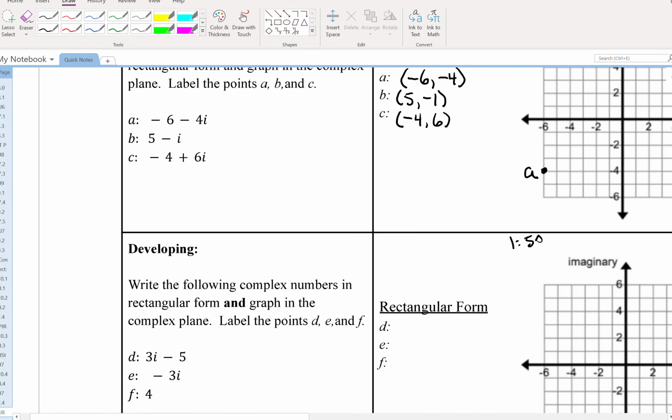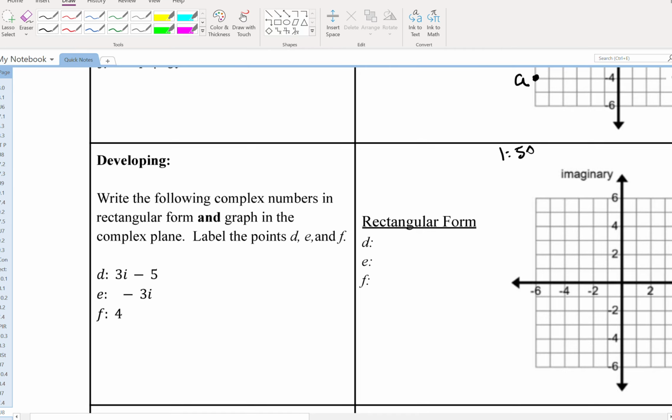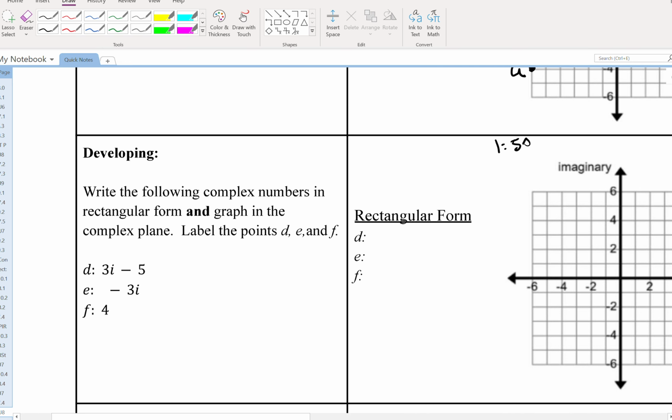All right. On this next one, write the following complex numbers in rectangular form and graph them in the complex plane. Label the points D, E, and F. This was just a little bit different. D, 3i minus 5. If we're putting this in standard form for complex numbers, that's a plus bi. And so 3i minus 5 is the same as -5 plus 3i. And so in rectangular form, that becomes then -5, comma 3.